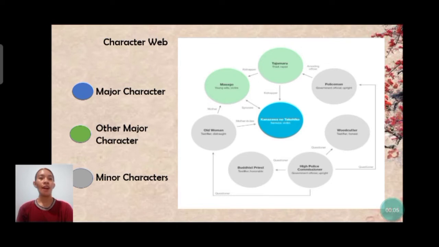So next is the character web. As what you have seen reflected in the blue circle is the major character, which is Kanazawa no Takehiko. And in the green circle are the other major characters, which are Masago and Tajimaro. And reflected in the gray circles are the minor characters, which are the policeman, the woodcutter, the high police commissioner, the Buddhist priest, and the old woman.